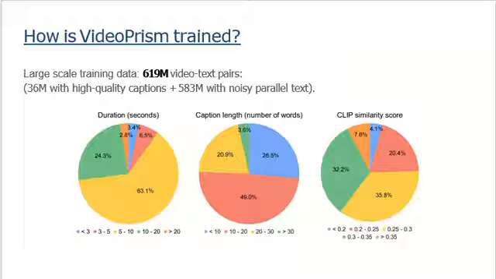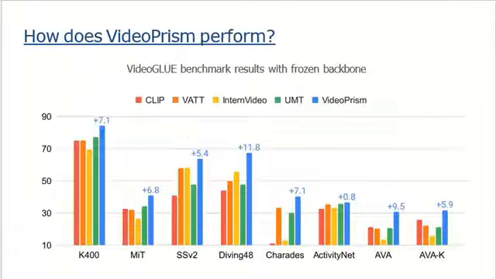Okay, so now let's start things off with a question. How well does VideoPrism actually perform on standard benchmarks? So here we are looking at the VideoGLUE benchmark, which evaluates general video understanding using a frozen backbone. So no fine-tuning, just raw generalization power. On Kinetics-400, which is all about human actions, VideoPrism pulls ahead with a strong plus 7.1 gain.